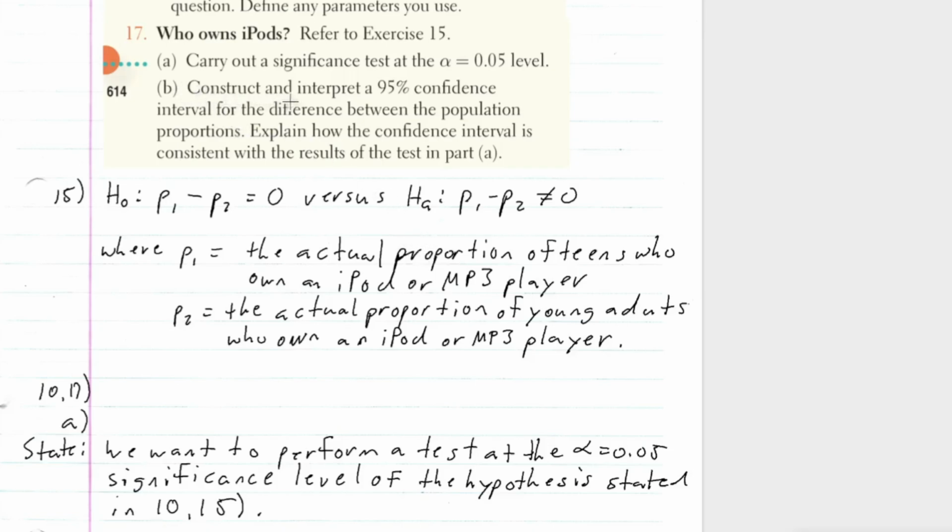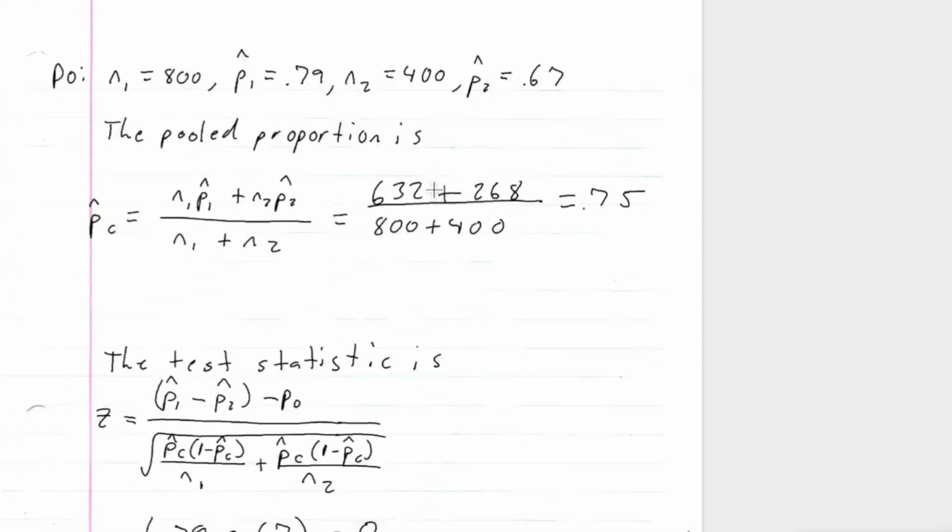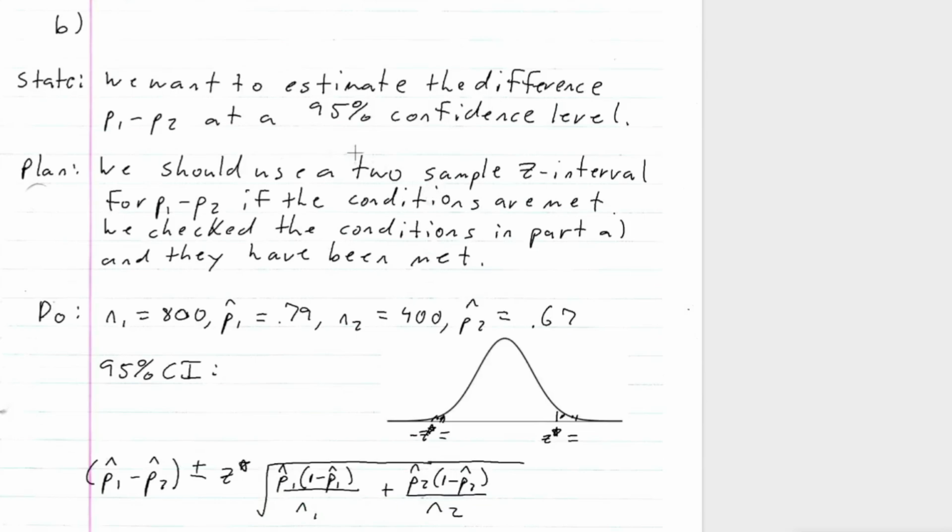Now we're going to construct and interpret a 95% confidence interval for the difference between the population proportions. And we're going to explain how the confidence interval is consistent with the result of the test in part A. Okay? So let's go to part B. Our state is we want to estimate the difference p1 minus p2 at the 95% confidence level. And our plan is we should use a two-sample z interval for p1 minus p2 if the conditions are met. Of course, we checked the conditions in part A, so we know that they're met, right?